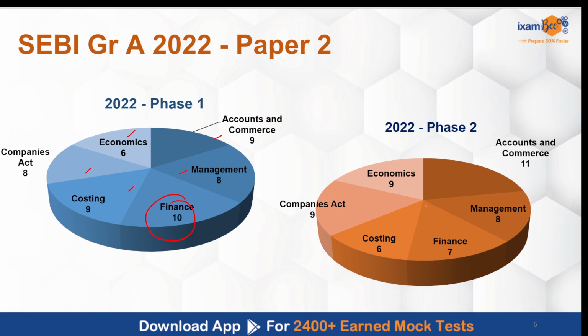Similar thing we found in 2022 phase 2, where Commerce and Accountancy had 11 questions, followed by 9 questions each in Economics and Companies Act, 8 questions in Management, 7 in Finance and 6 in Costing. If you look at the combination of 2 close subjects, for example, Commerce and Accountancy and Costing together, and Finance and Economics together, and Management and Companies Act together, these 3 combinations have contributed 1/3 of the questions both in phase 1 and phase 2.